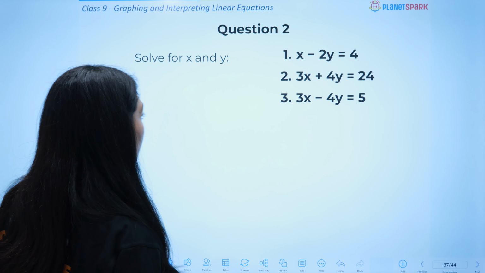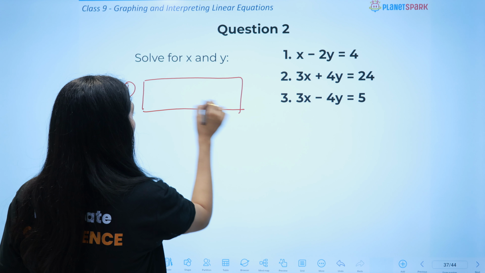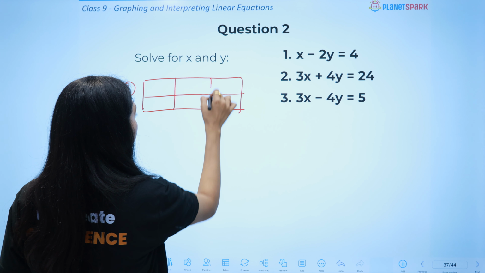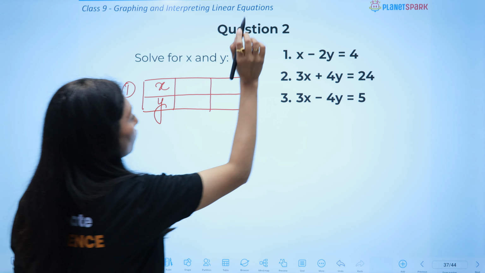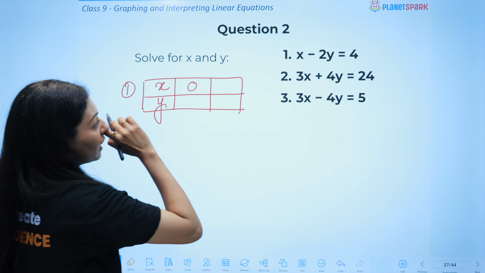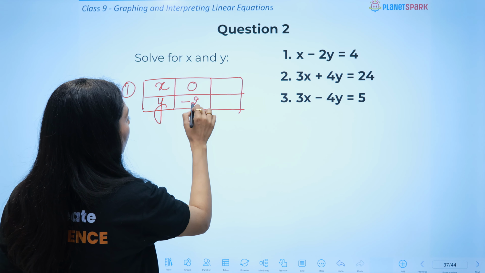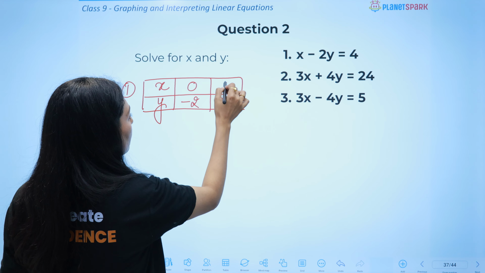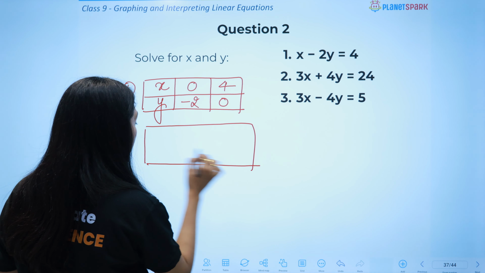Okay, 3 different equations are there. Let's see. First one के लिए table बनाएंगे. Let's find two solutions each. Okay, x and y. So x minus 2y equal to 4. So if I put x equal to 0, what do I get there? Y is 4 over negative 2. That is negative 2. Then if I put y equal to 0, x is 4. Second one, again let's create a table.